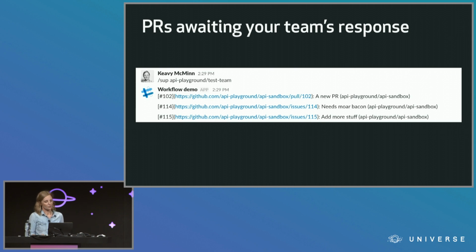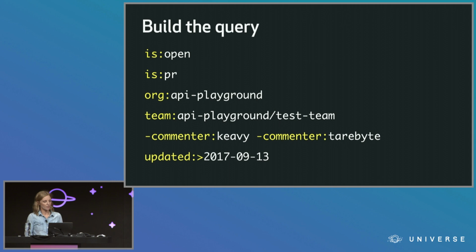Similarly, we could search for PRs awaiting a given team's response. Just building up a query, slightly different parameters. So for open PRs within the given organization that mention this team, that members of that team haven't commented on yet.